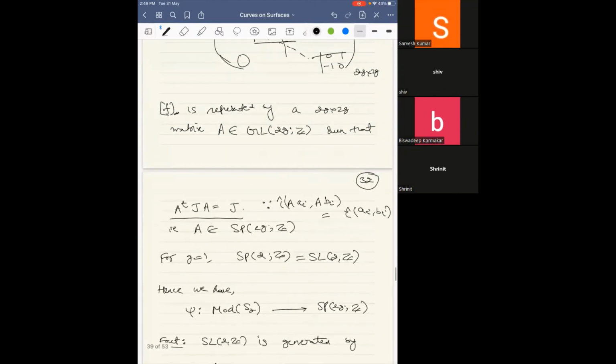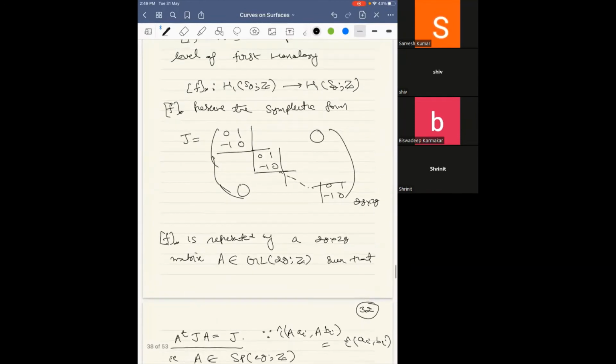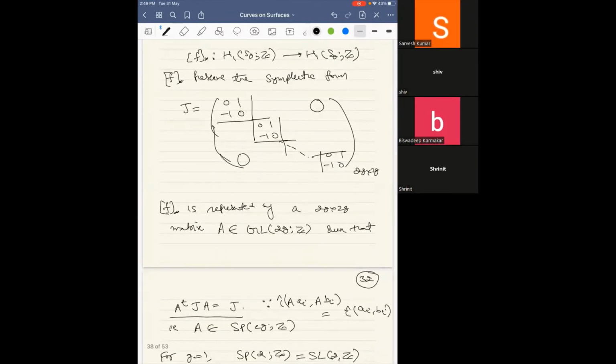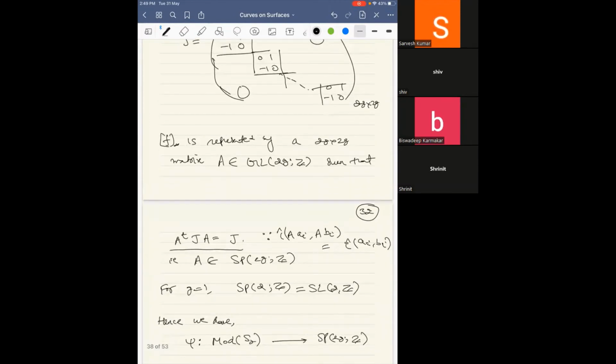So is this form clear to everyone, like how you get the symplectic representation? Or is there a confusion, like how you get, for example, this relation A transpose J equals J, or why I have written this? You can ask this. My point is, you have started with some element of Mod(S_g), right? Yes. And then how are you relating it with homology?